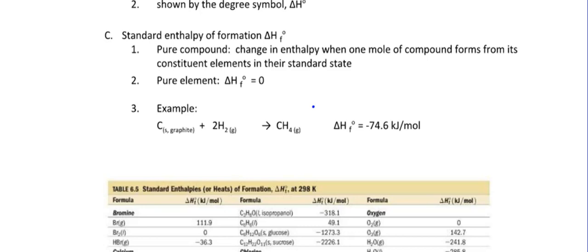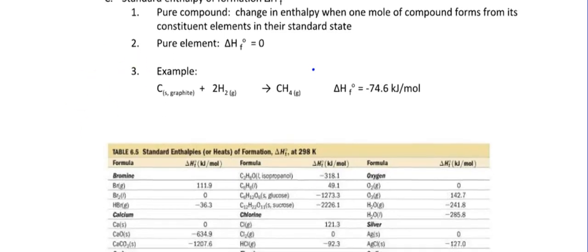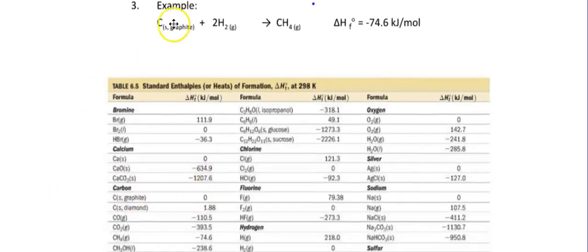It is from its constituent elements in their standard state. So carbon, where it's a 0, well, what's 0 carbon? That's your graphite. The hydrogen is in its standard state, and those elements make up the methane. Okay, so we're going to practice this on the next page.